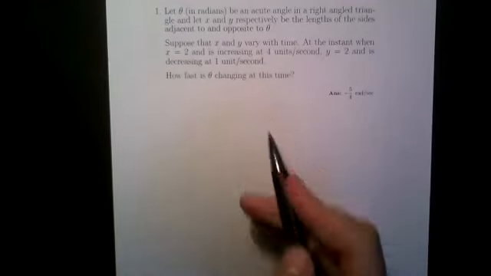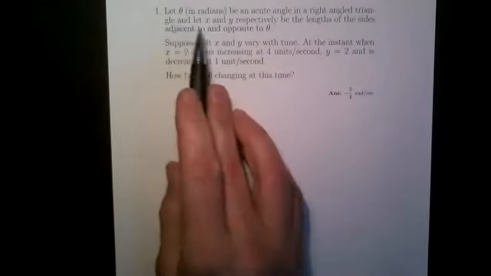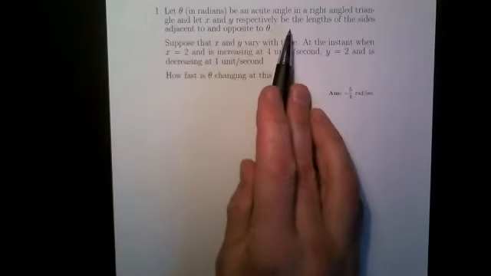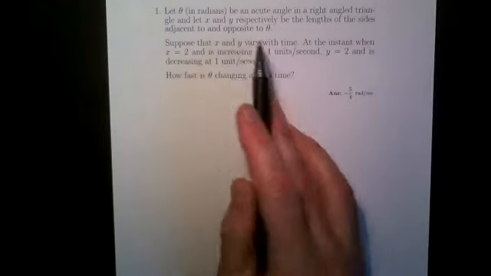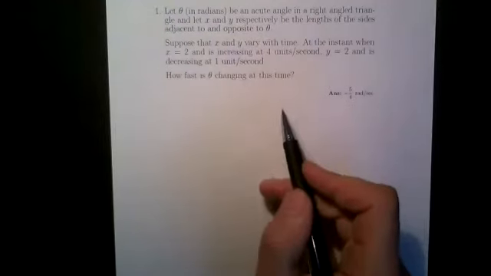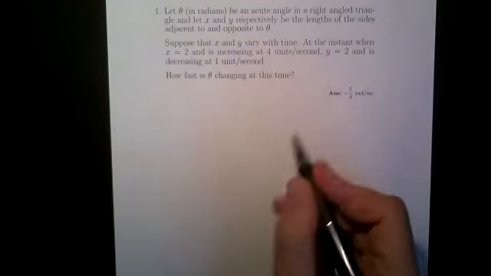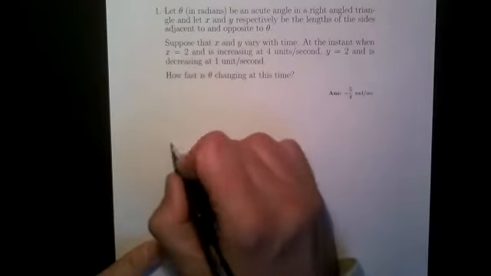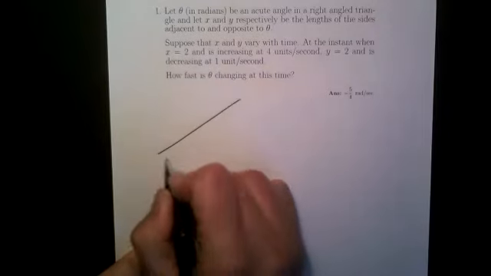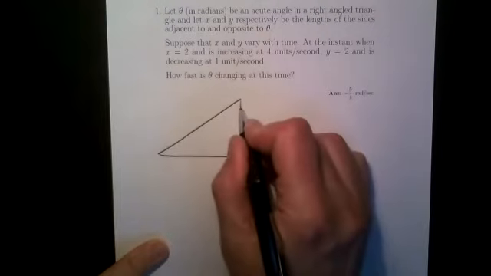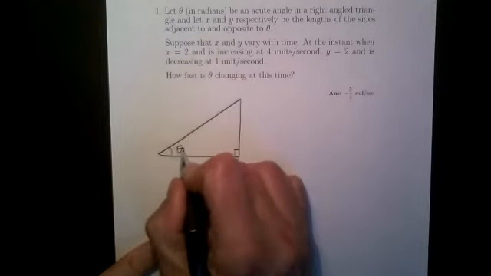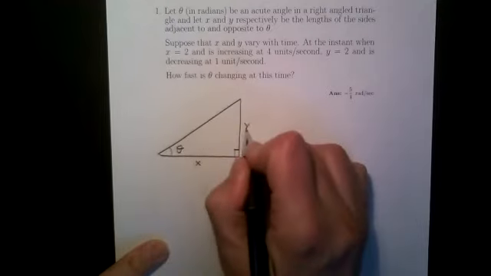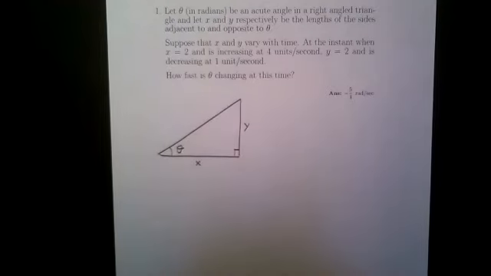Okay, let's do it. Let theta in radians be an acute angle in a right angle triangle, and let x and y be respectively the lengths of the sides adjacent and opposite to theta. So basically, the situation is like this. I have a right triangle. Angle theta, adjacent is x, opposite is y. That's what's given to me.